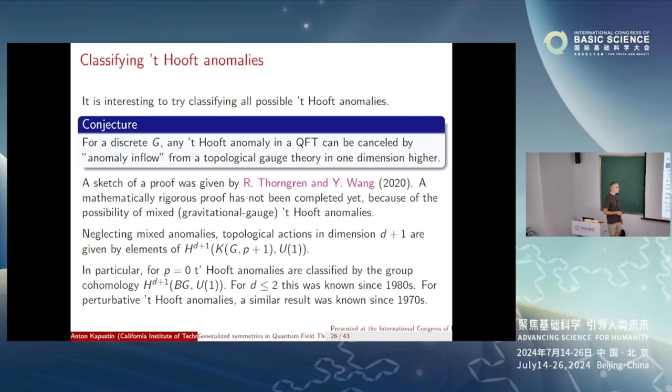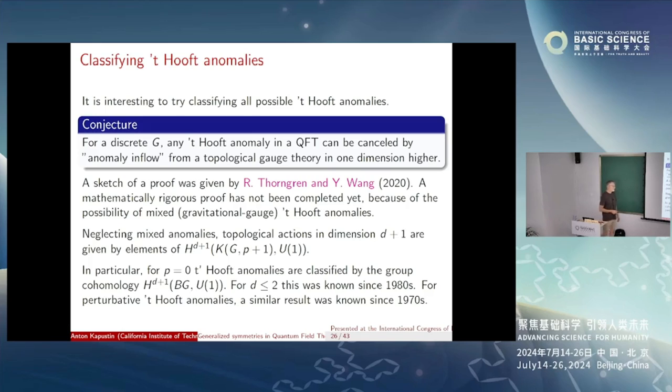by this. The anomalies in dimension d, again, typo, are given by elements of H^(d+1) of this Eilenberg-MacLane space with U(1) coefficients. In particular, for p equals 0, zero-form symmetry, the 't Hooft anomalies are classified by group cohomology, homology of this classifying space of the group, which is simply KG1 of degree d plus 1.